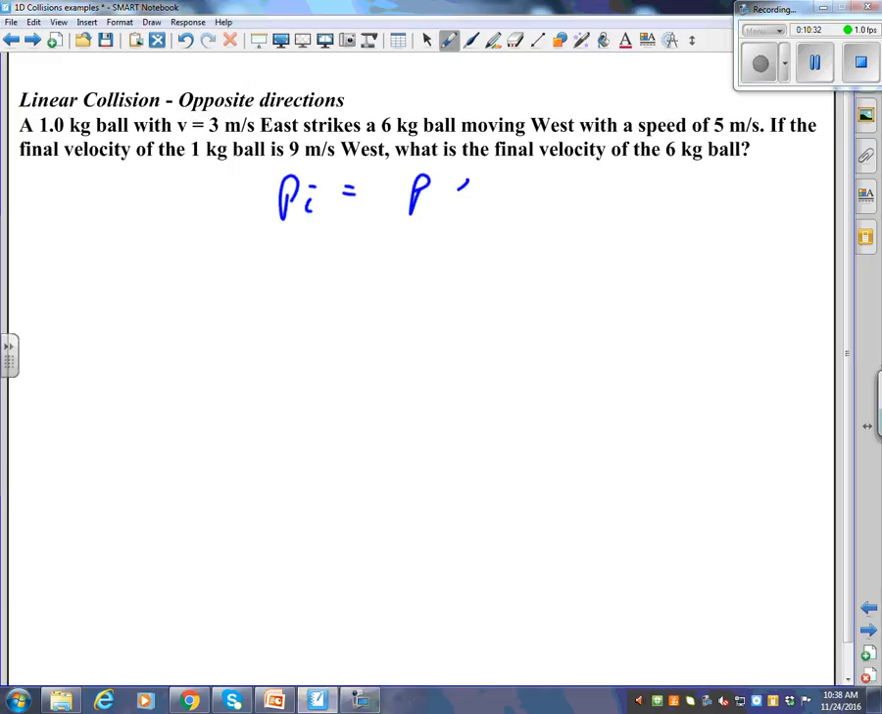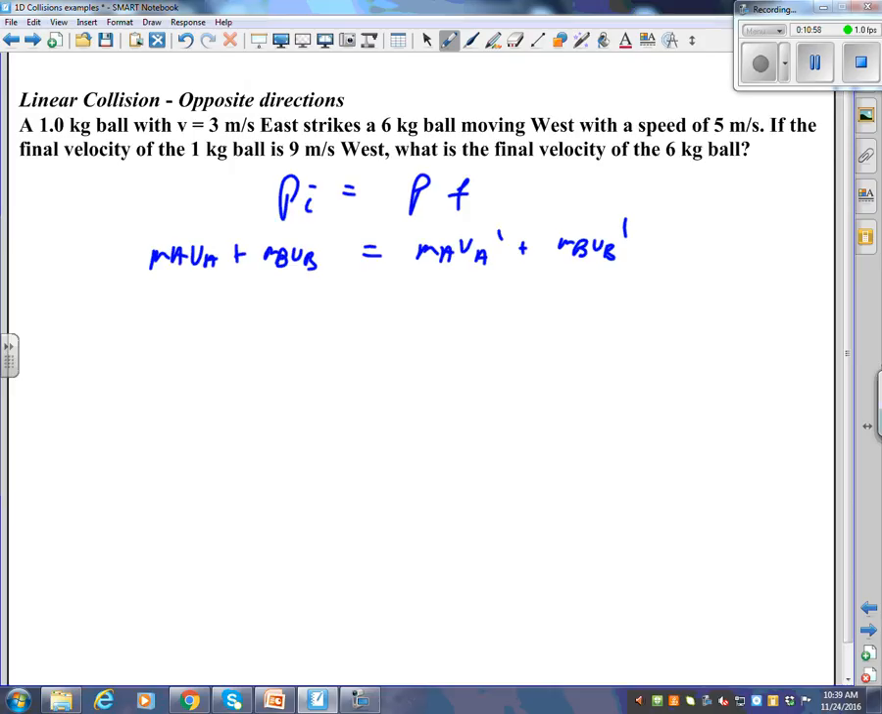PI is equal to PF. What makes up the PI? Again, it's just two balls running into each other, right? So it's going to be MAVA plus MBVB. It starts to get a little bit crazy after a while. MAVA prime plus MBVB prime.